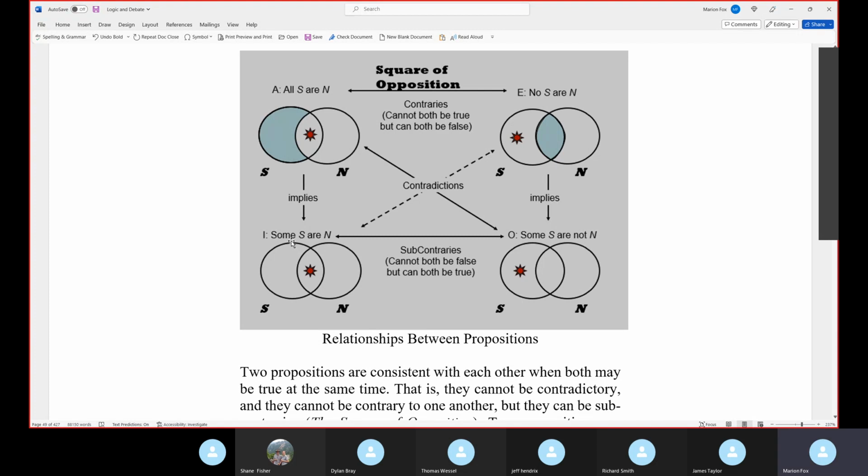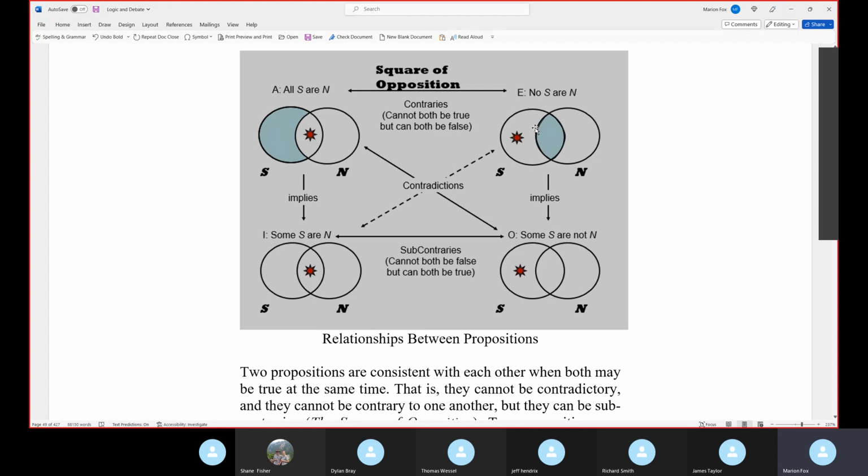Now, what's the relationship between the A and the I? Well, the A implies the I, but we can also say something else. If the I is true, then it contradicts the E. Everyone see that? They contradict one another. So if the I is true, the E cannot be true. The E has to be false. If they contradict, one of them is false, the other is true. So if the I is true, the E is false.